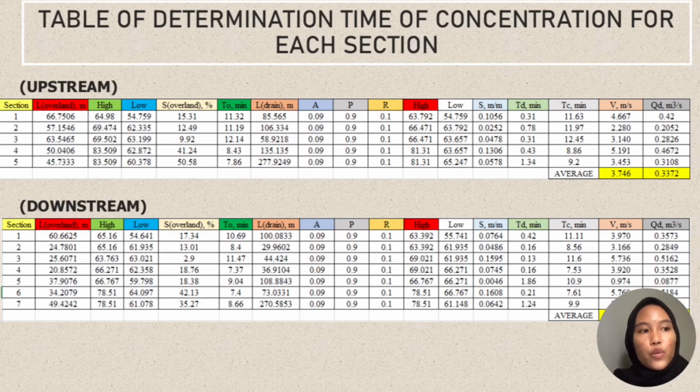And then after we get the velocity for each subcatchment, we need to average the velocity for the 12 subcatchments. The average velocity for the 12 subcatchments has been calculated, and it is equal to 3.824 meter per second. And it has to be checked whether it meets the requirement or not. And lastly, we need to calculate the peak discharge using the formula Q equal to AV.